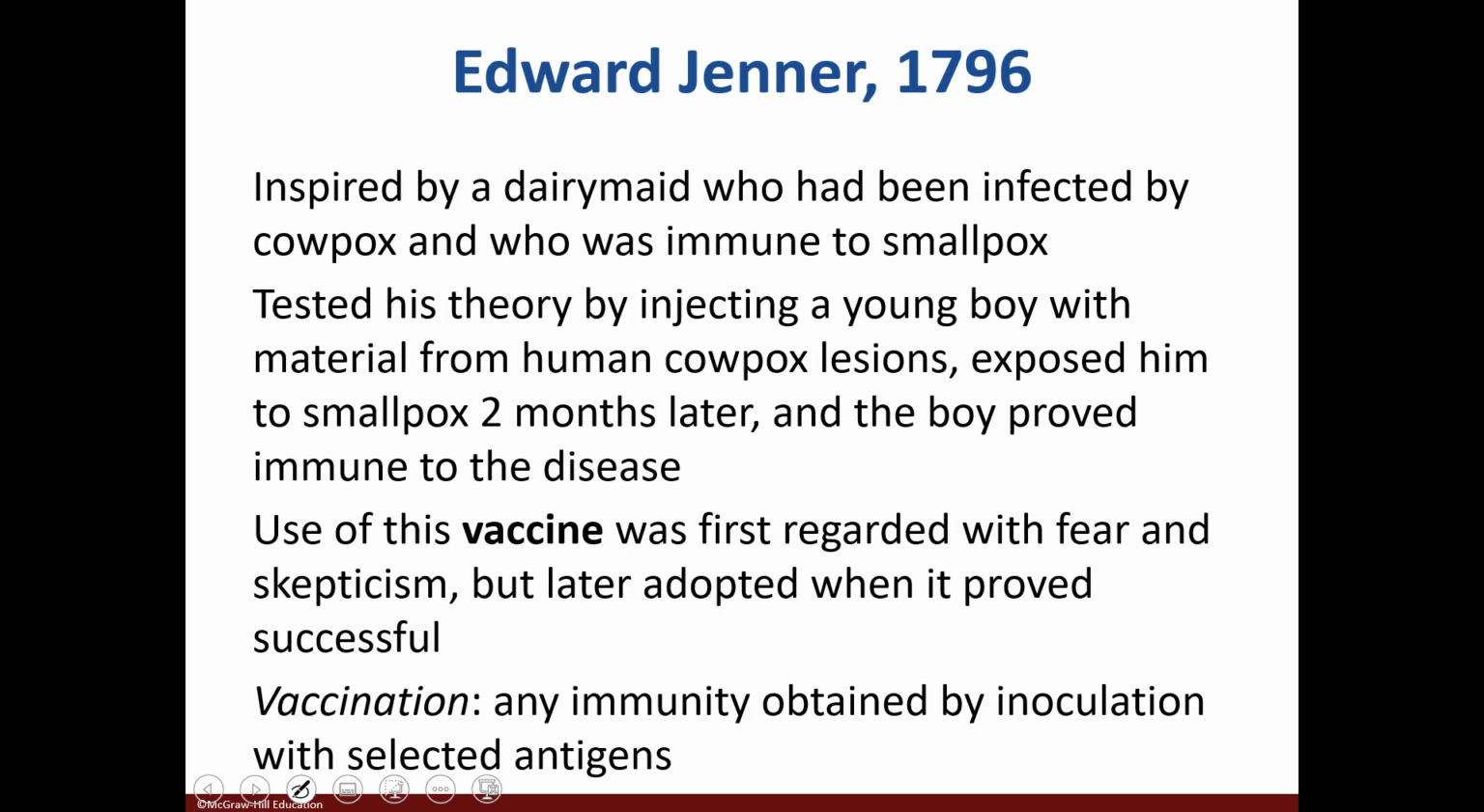Edward Jenner is the father of vaccines. He noticed that a dairy maid who had contracted cowpox was immune to smallpox. He then decided to take the fluid from the cowpox lesions and inject a healthy boy. He then exposed the child to smallpox, and he was immune to it. Naturally, people feared it, but eventually they got over that fear when the vaccines proved successful.